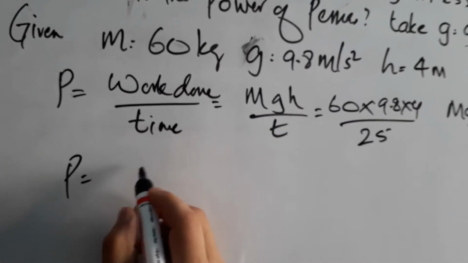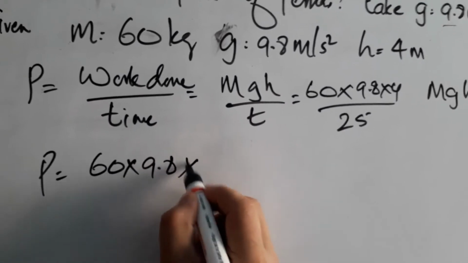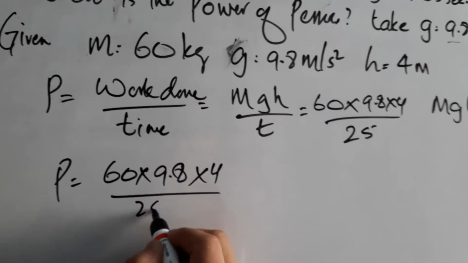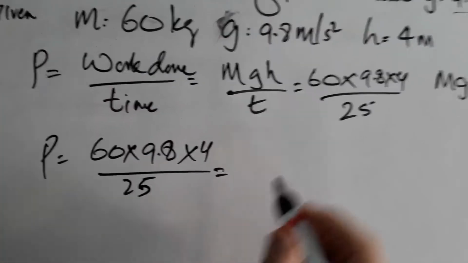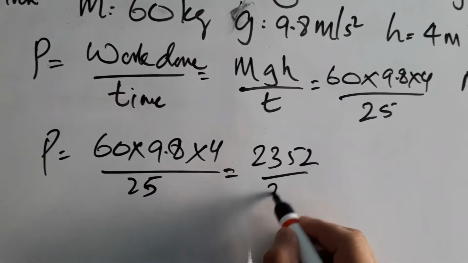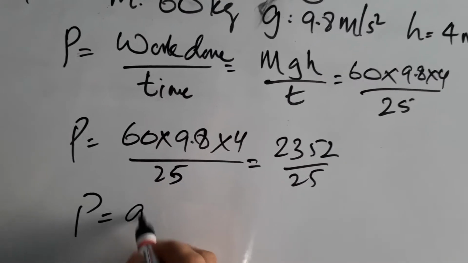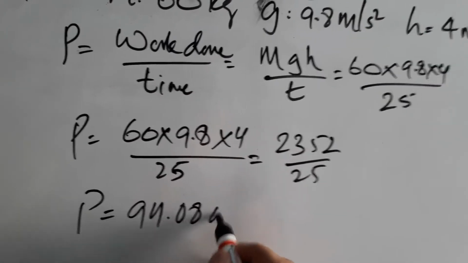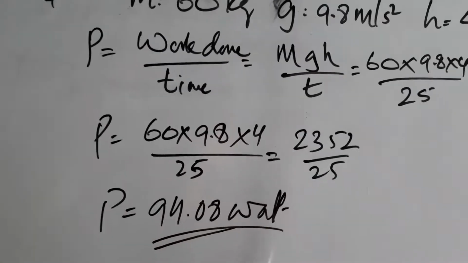So power is equal to 60 times 9.8 times 4 divided by 25 seconds. So you may use the calculator. When you use the calculator, you will get 2352 divided by 25. So power developed will be 94.08 watt. So you may cross check the answer with your calculator.